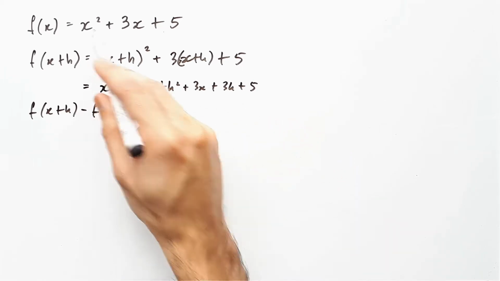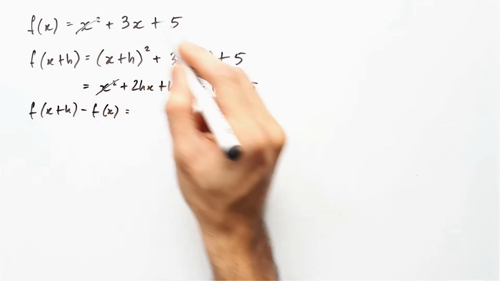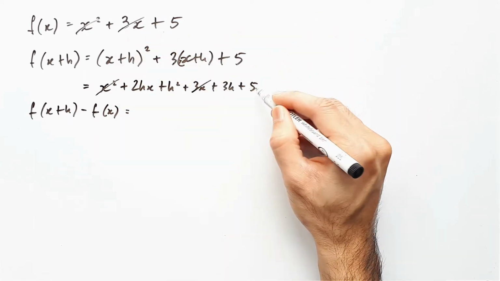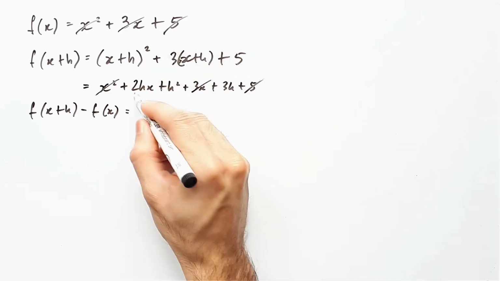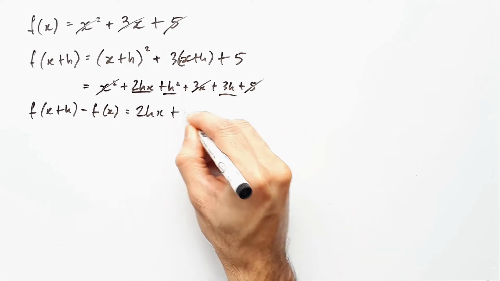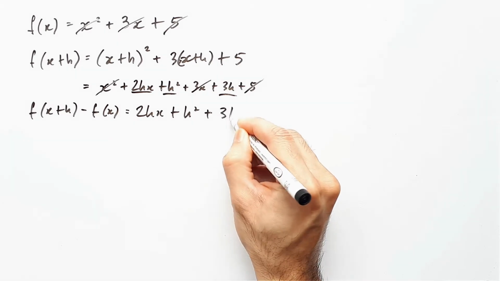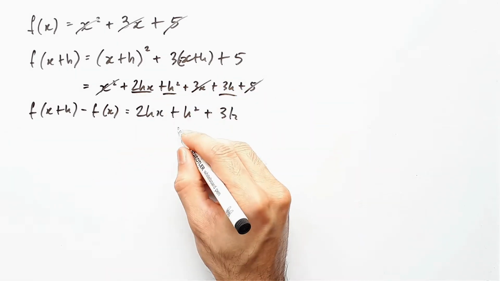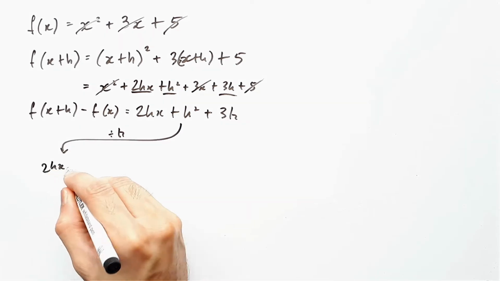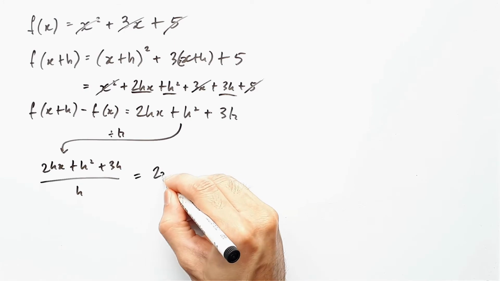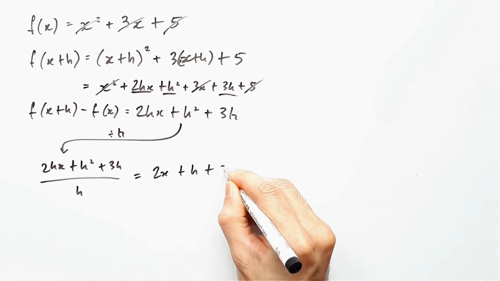So x squared and x squared will disappear. 3x will minus this 3x up here, so it's like an elimination thing. And the 5 will minus the 5, leaving us with these three terms: 2hx plus h squared plus 3h. In other words, just keep the terms that are unique. The next step is to divide. So we divide by h, and that will simplify to 2x plus h plus 3.